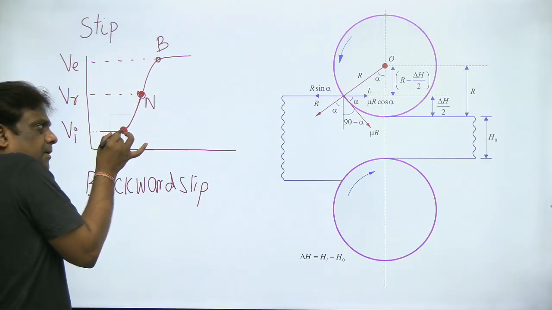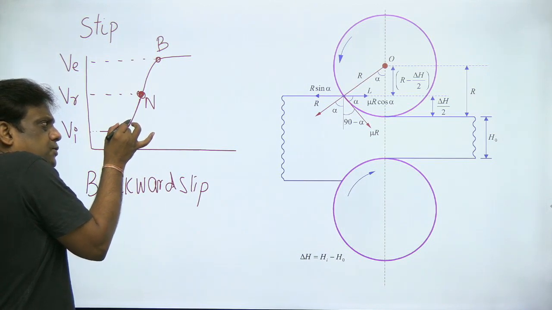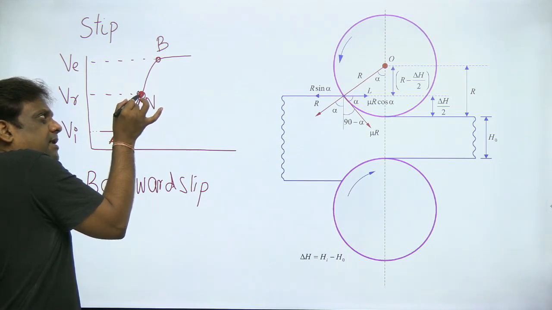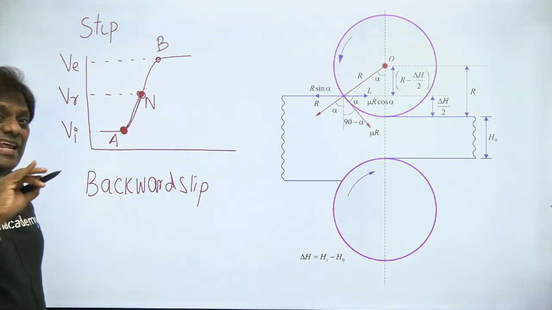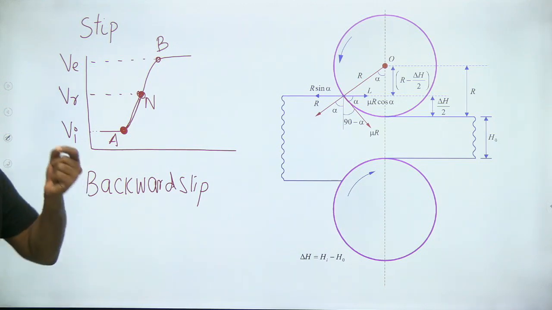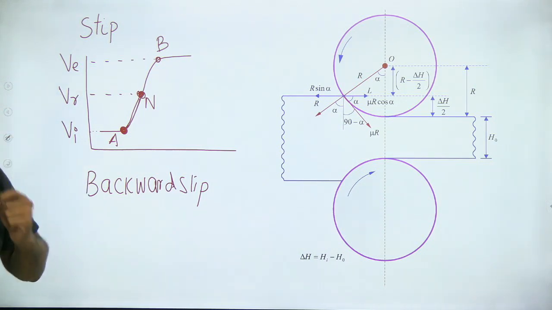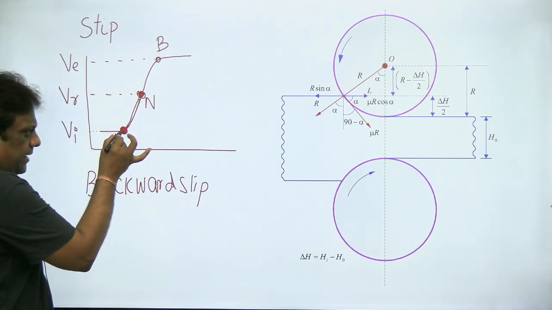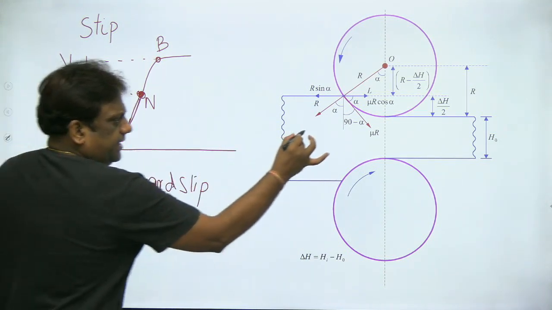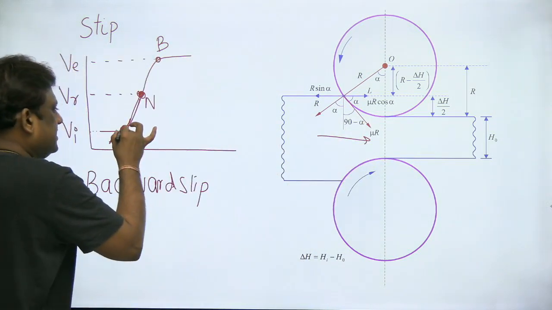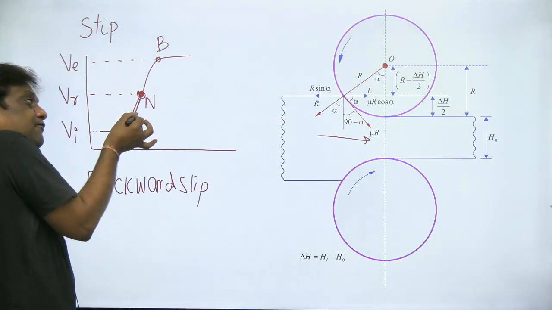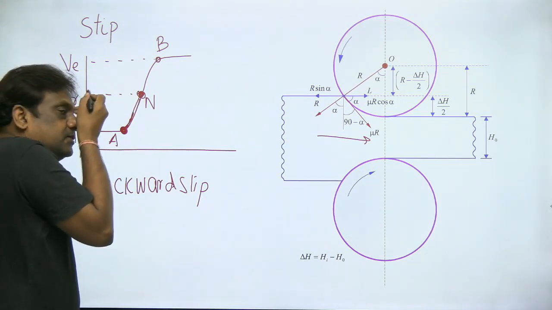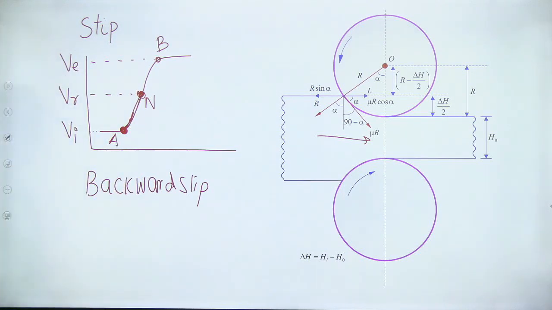So when the material is flowing, slowly when it is reaching the neutral point, the velocity difference between the roller and my component is decreasing. So where is the difference maximum between roller and my component in this lagging zone? I repeat. When my component is moving slowly inside these rollers, the velocity is increasing. When the velocity of the component is increasing, the difference between roller and component is decreasing. So slip is decreasing.